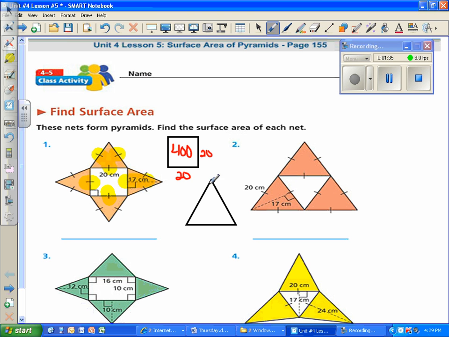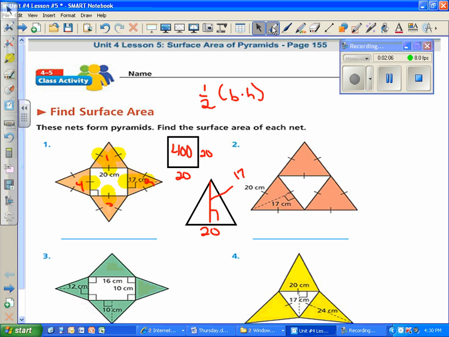Our triangle, I'm going to draw a line. We know that the height is 17 centimeters. And we know that the base is going to be 20. Now, we have 1, 2, 3, 4 triangles. So when we find the area of this triangle, we have to multiply it by 4. So we have, again, 1/2 base times height.